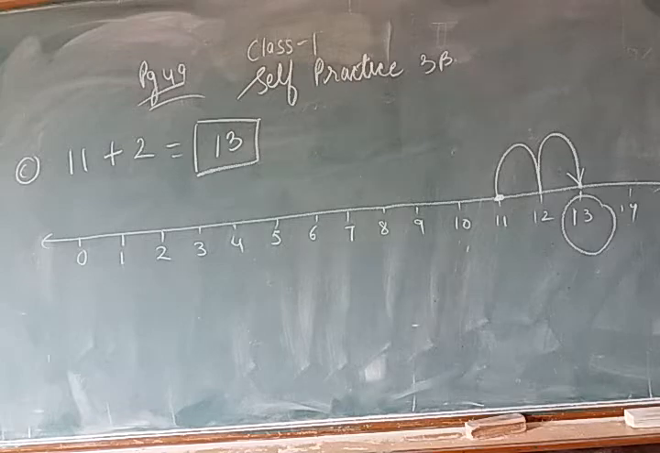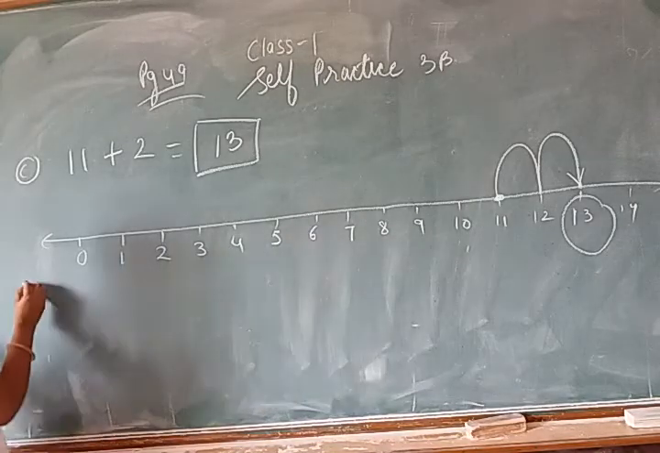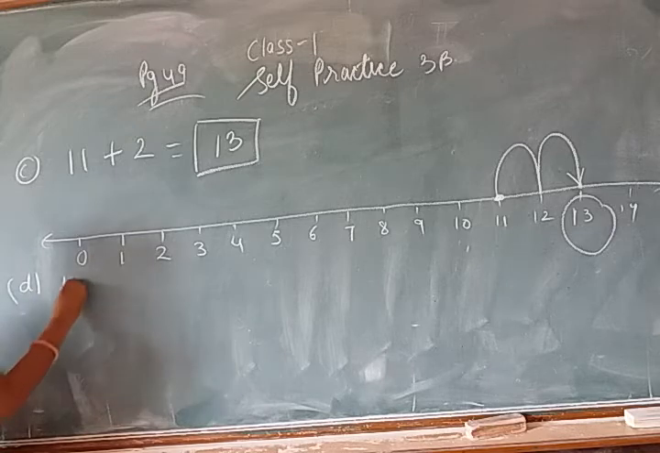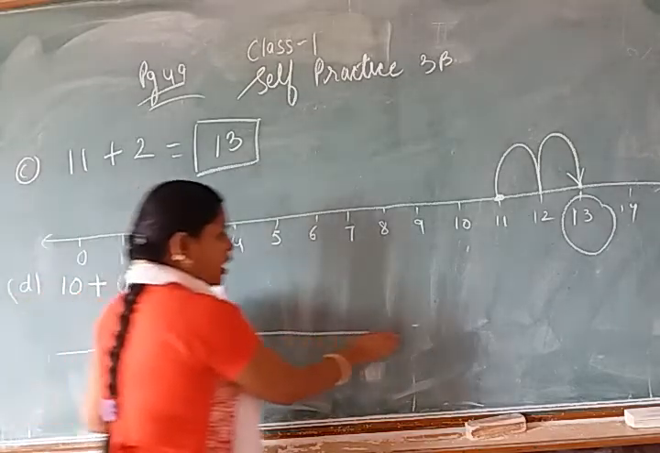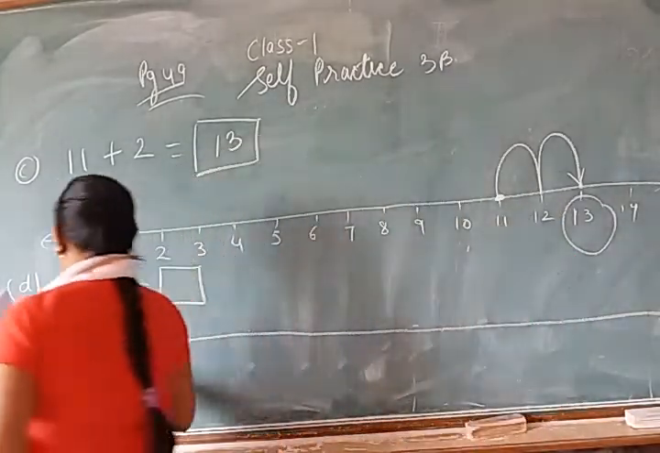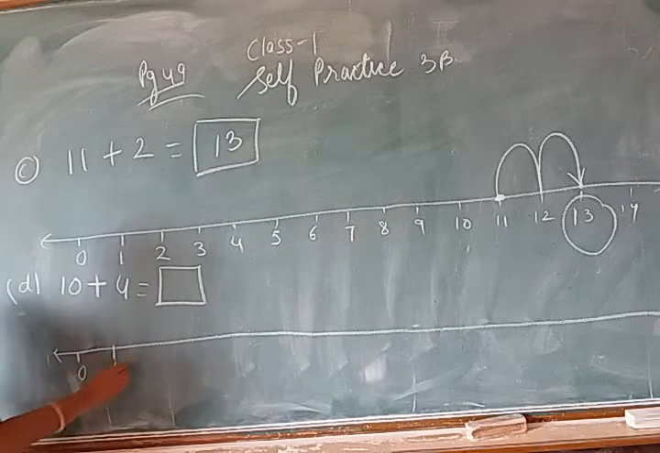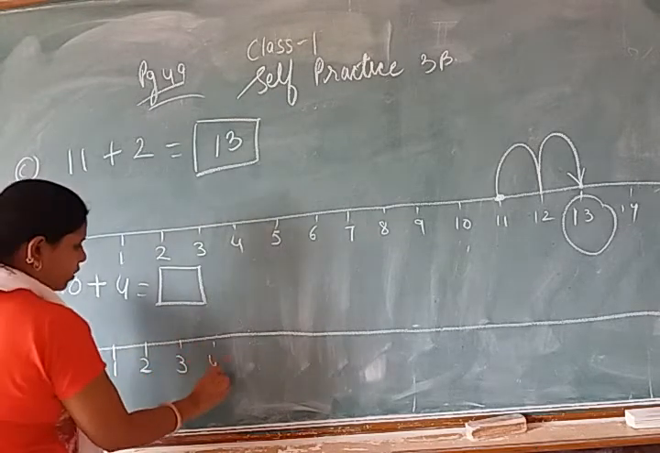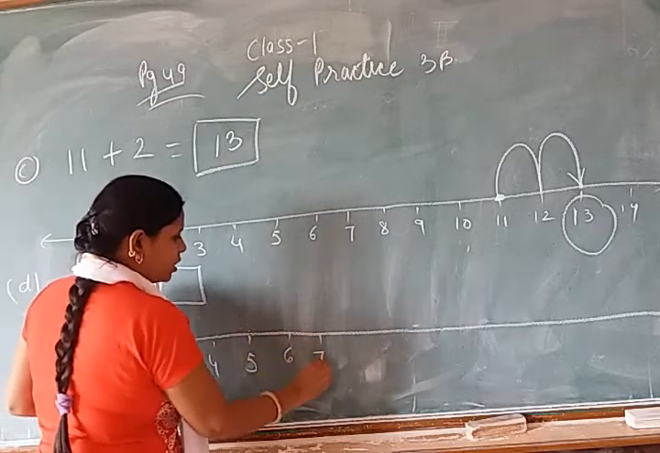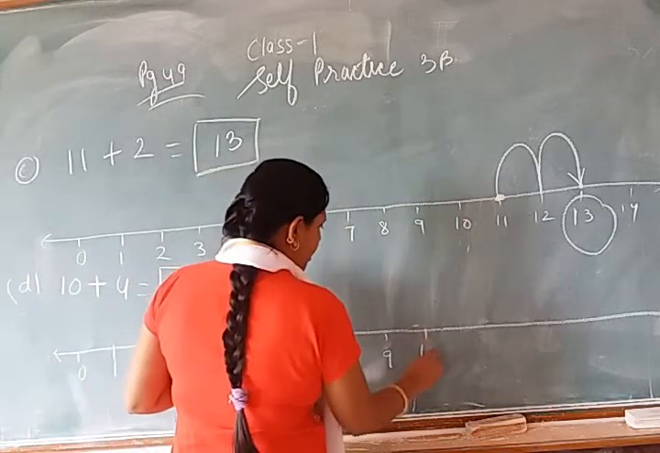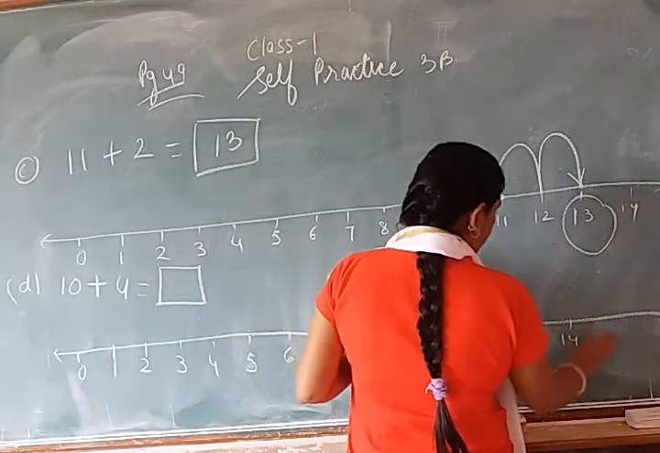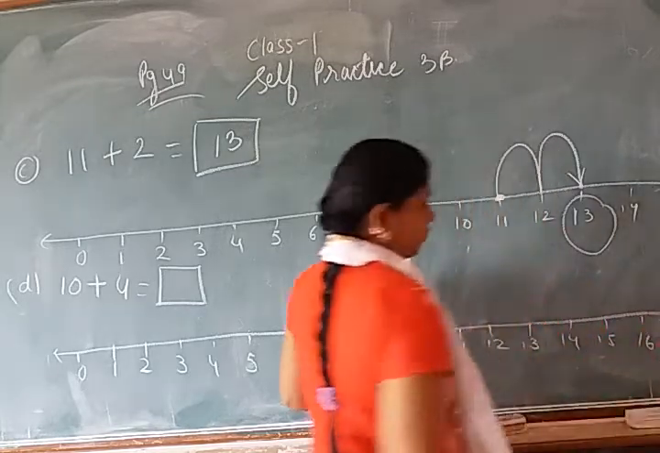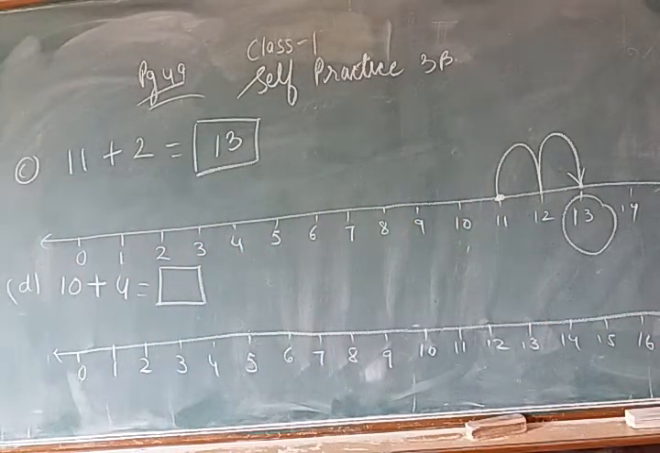Now it's D part. D is 10 plus 4. Again we have to draw a number line starting from number 0, 1, 2, 3, 4, 5, 6, 7, 8, 9, 10, 11, 12, 13, 14, 15 and 16. So I have drawn the number line and written numbers on it from 0 to 16.